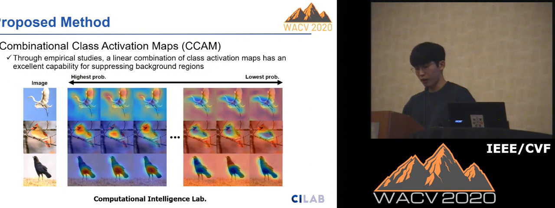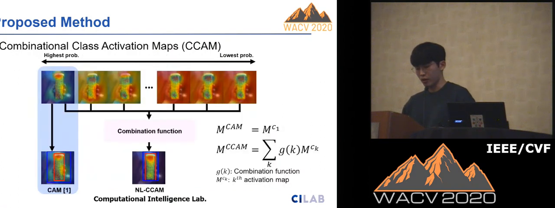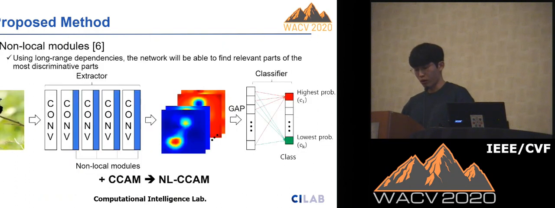All works for weakly supervised methods use only the activation map corresponding to the class label. Through empirical studies, a linear combination of class activation maps has an excellent capability for suppressing background regions. Therefore, we exploit all activation maps from the highest to the lowest probability classes using various combinational functions. Moreover, we use non-local modules to find relevant parts of the most discriminative parts, as many as possible.